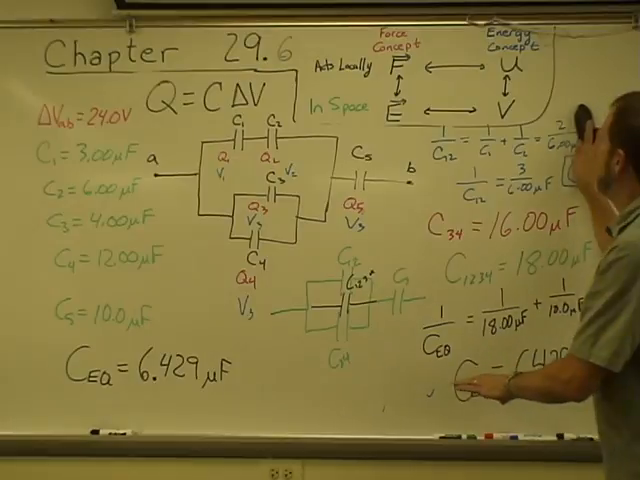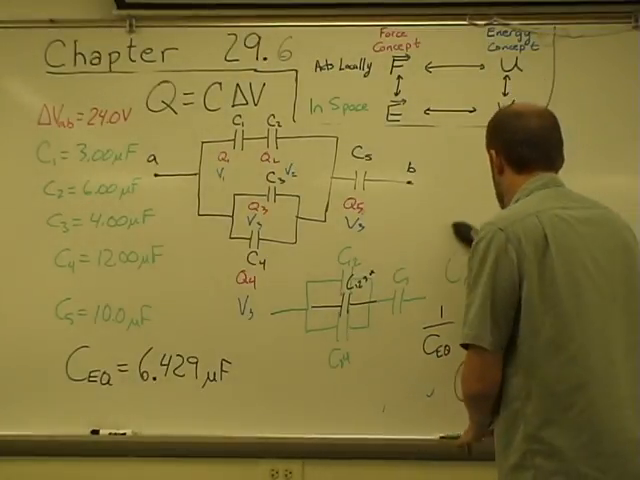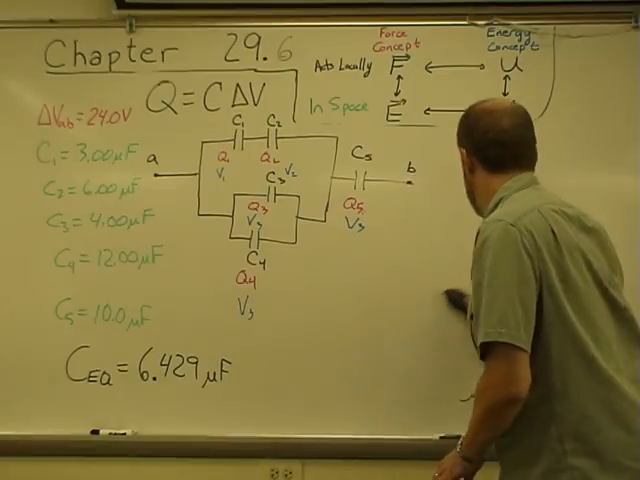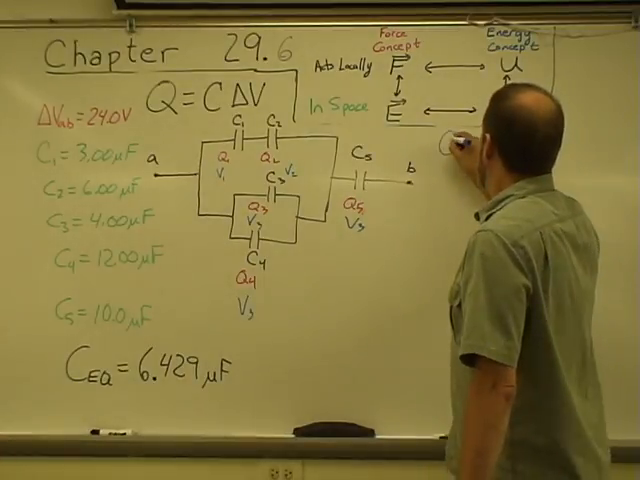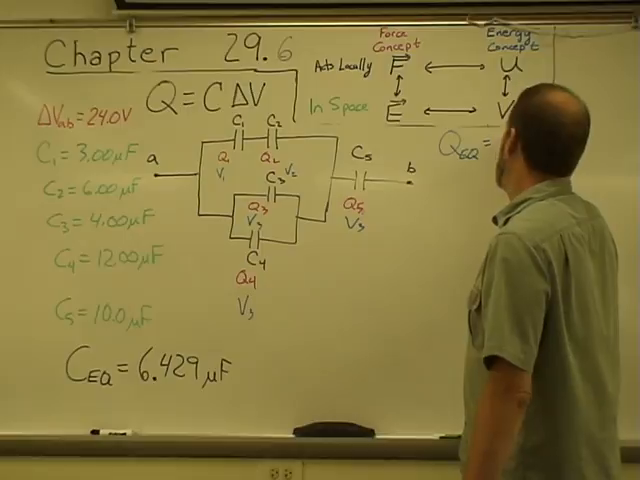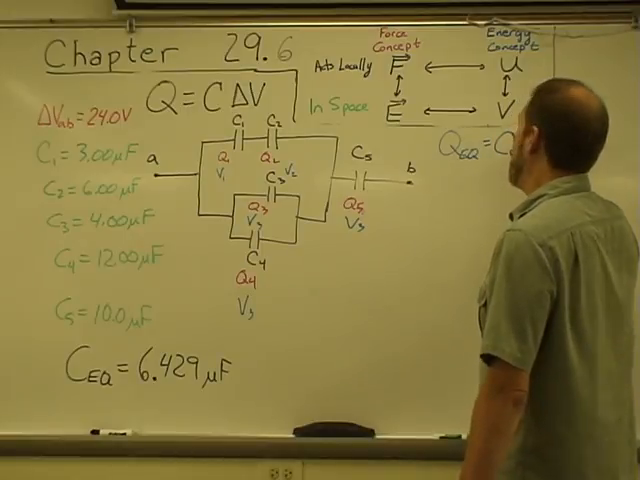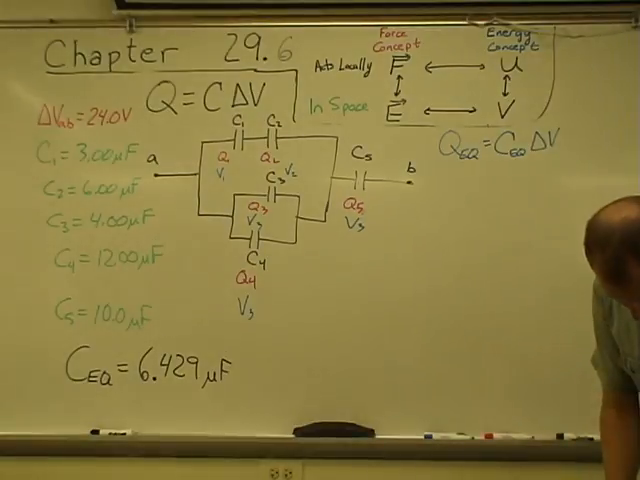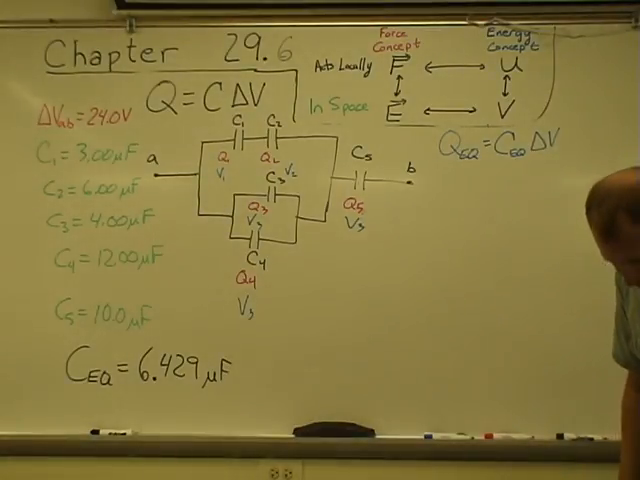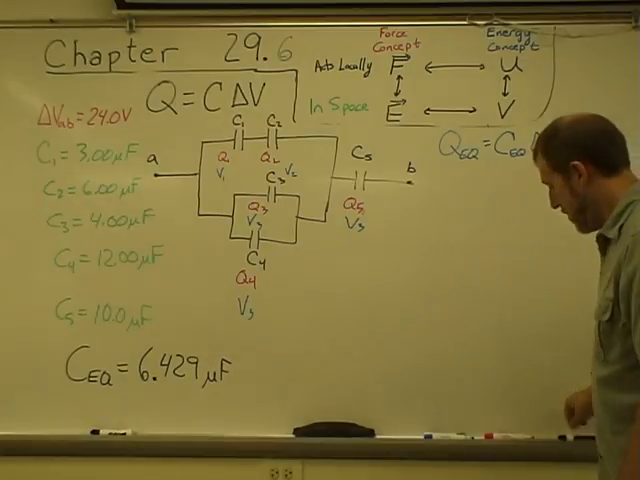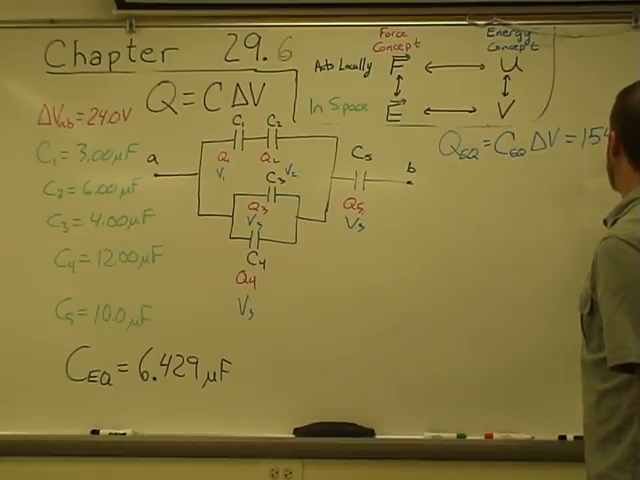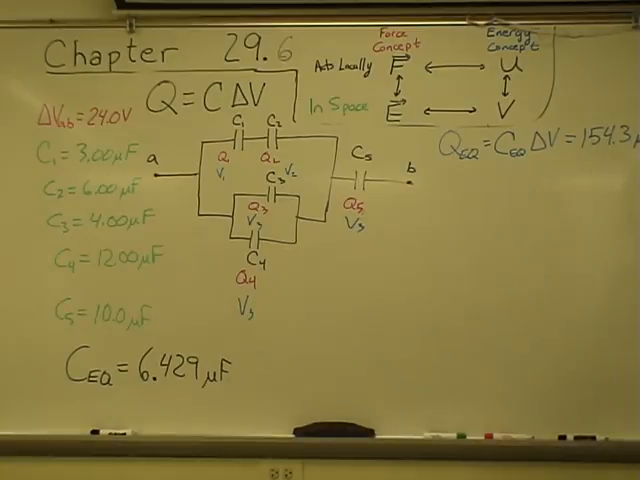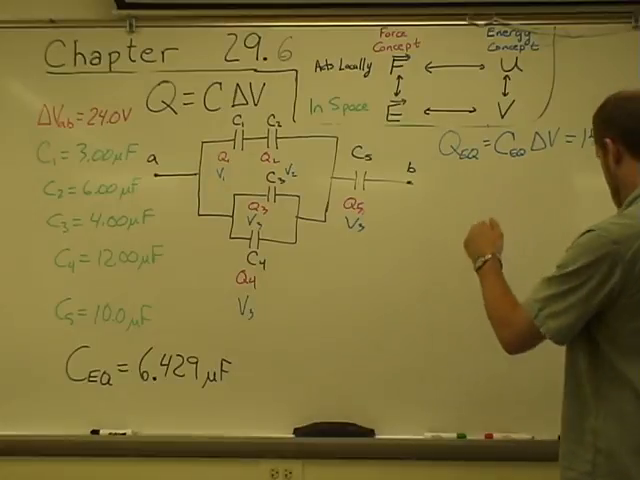Now, how does that help us? Okay, if I'm looking at the equivalence of the whole thing, then Q, the charge stored on that equivalent capacitor, would be equal to the equivalent capacitance times delta V, which I know is 24 volts, which is 154.3 microcoulombs.